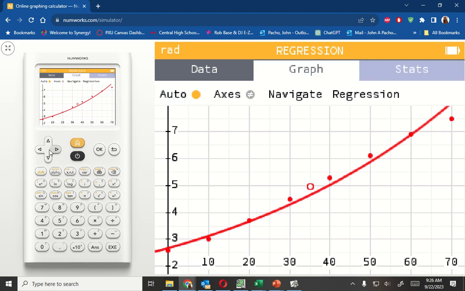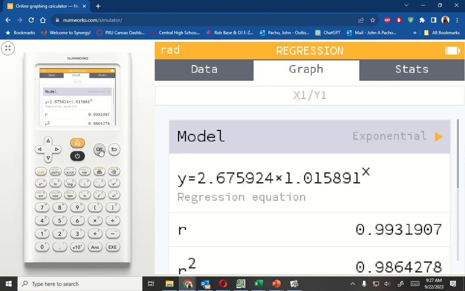But what did I say I want to have? An R value. Oh, okay. I want an R value as close to 1 as possible.